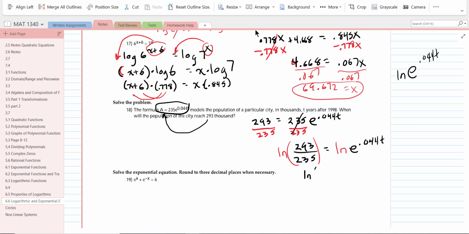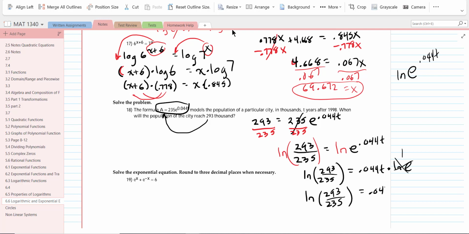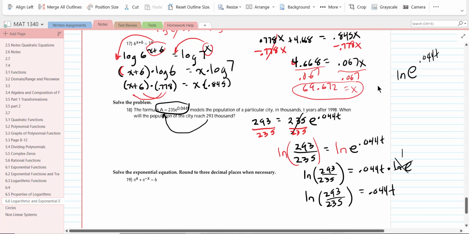So we get ln 293 over 235 equals 0.044t times ln of e. Okay, so we got that. What's ln e? That popped up one time in class today. Thank you, 1. And if you forget that, you can use your calculator. So that thing is equal to 1. So you really get ln 293 over 235 is equal to 0.044t. One more step and then I'm done.